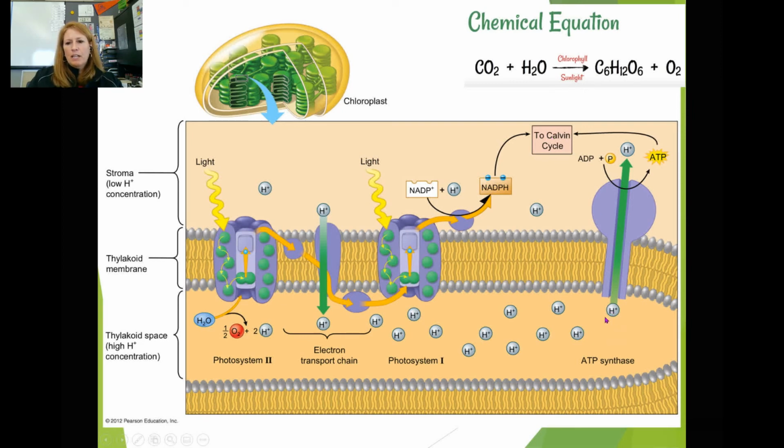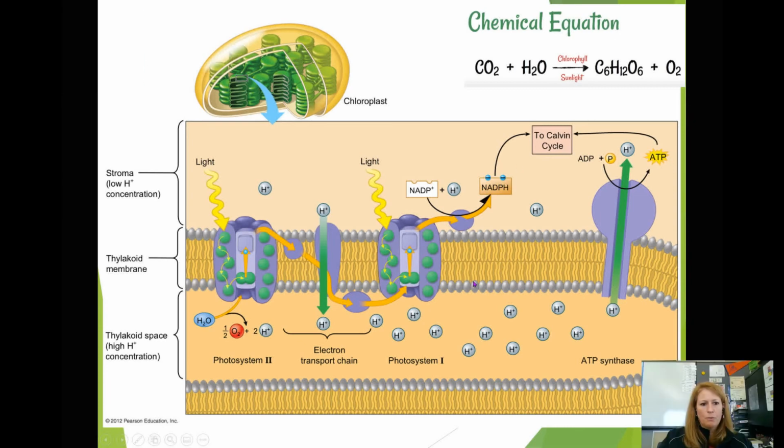Here I've got hydrogen going through this special protein called ATP synthase. Synthase means to make, to synthesize. So it's going to be making ATP, which is also going to go to the Calvin cycle.